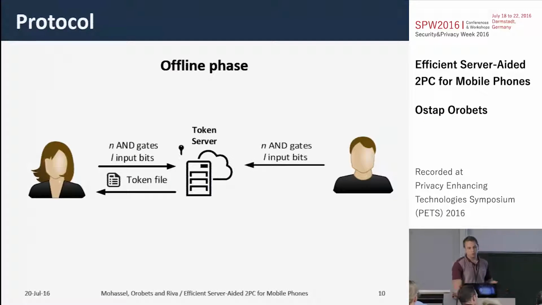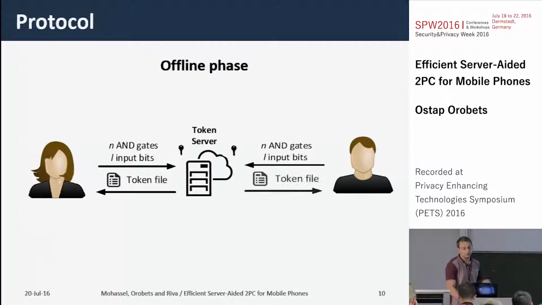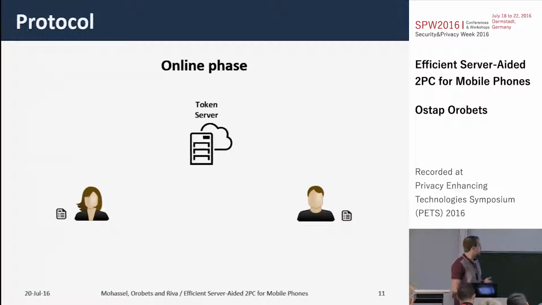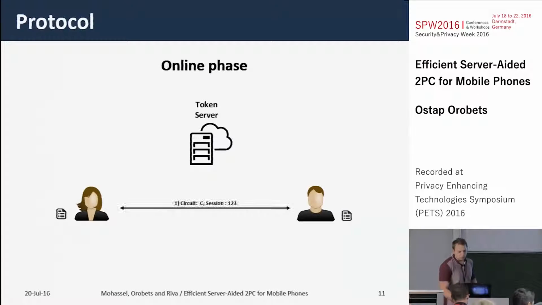Then comes Bob, he does the same, and at this point he again doesn't know anything about Alice. He says, okay, I will do a computation and I need computational material for AND gates. The token server generates a file, some key associated with the token file, and sends the token file back. Then in the online phase, Alice figures out about Bob.